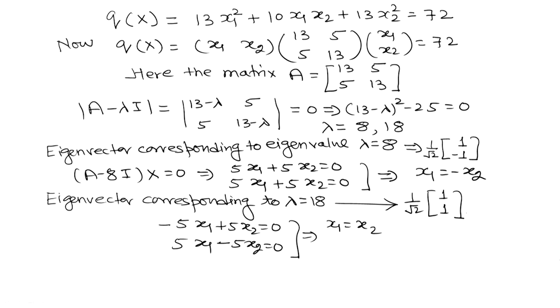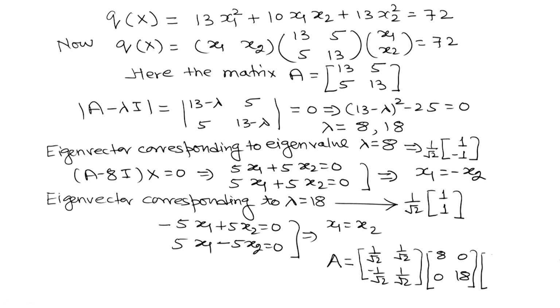So, in this way I can write the matrix A as Q D Q transpose, where Q is [1 by root 2, minus 1 by root 2; 1 by root 2, 1 by root 2], and the matrix D will be [8 0; 0 18], and then again Q transpose, which is [1 by root 2, minus 1 by root 2; 1 by root 2, 1 by root 2].